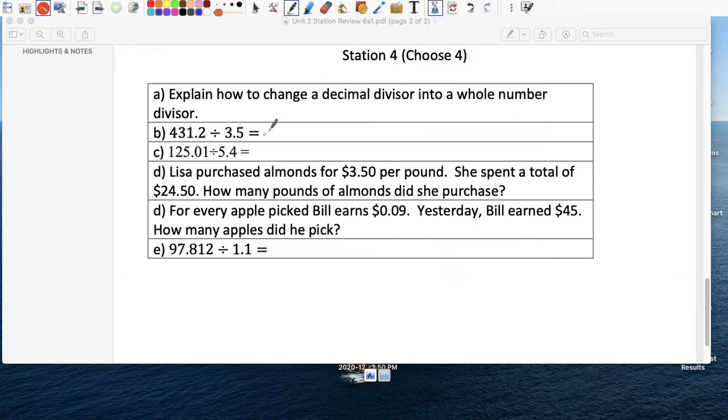Lisa purchased almonds, $3.50 per pound. She spent $24.50. How many pounds did she buy? Well, so 24.50 divided by 3.50. I'll leave it like this. So what do we multiply top and bottom by?